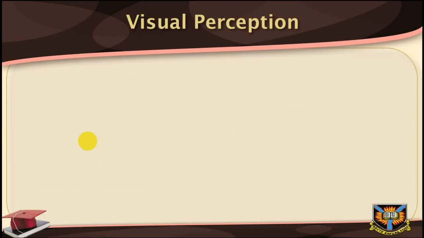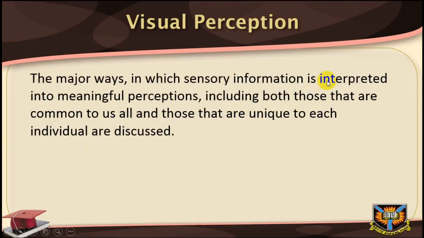The major ways in which sensory information is interpreted into meaningful perceptions, including both those that are common to us all and those that are unique to each individual, are discussed. Raw visual sensations are like the unassembled parts of a washing machine. They must be put together in an organized way before they are useful to us.